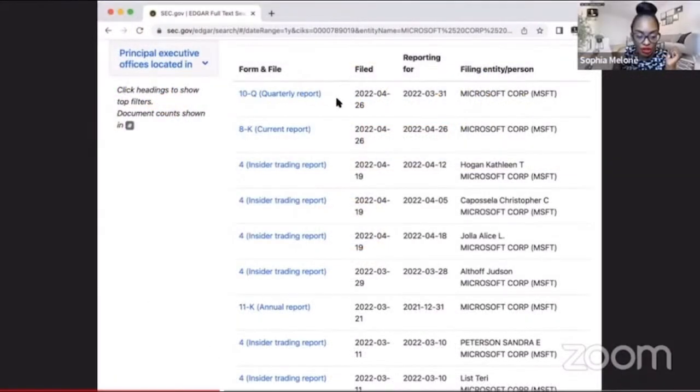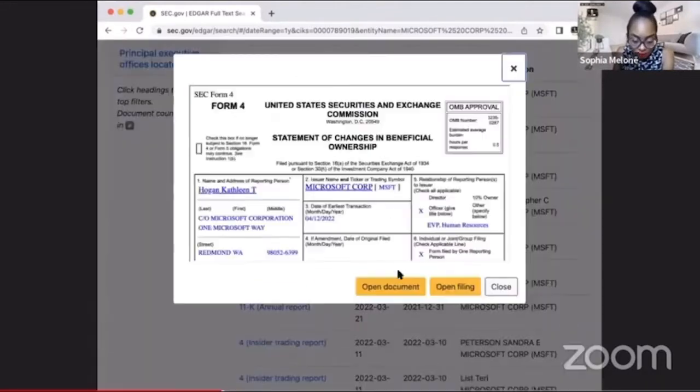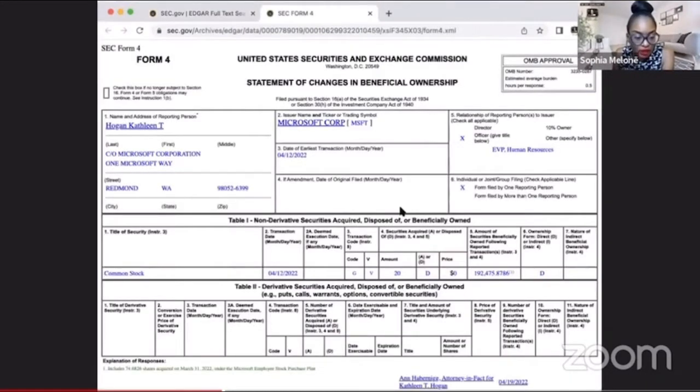The 10Q, which is the quarterly report. The 8K is their current report. These are all of the insider trading reports that I was telling you all about. So remember I was telling you, let's just click on one, for example. We open up the document.